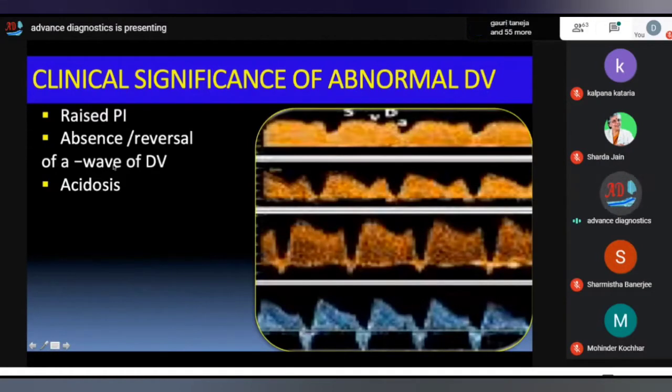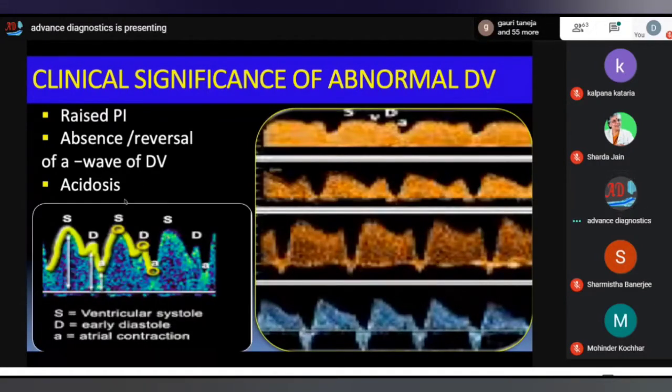The A wave is basically atrial contraction. So as you see, first there is a presence of the A wave. The A wave is slowly showing its absence, and then it shows its reversal. So it is the stage of acidosis.